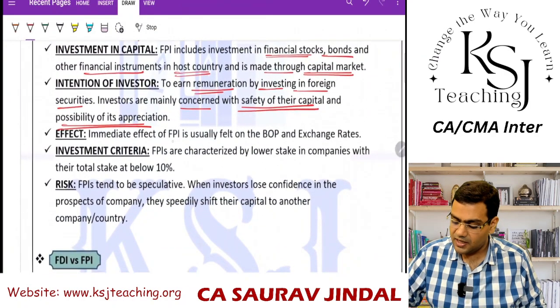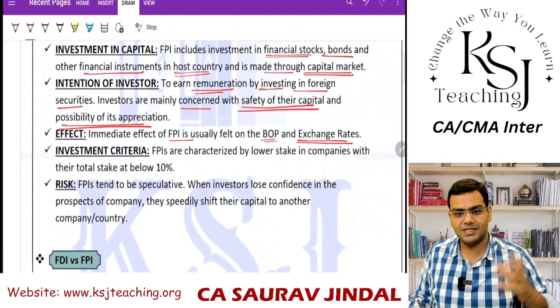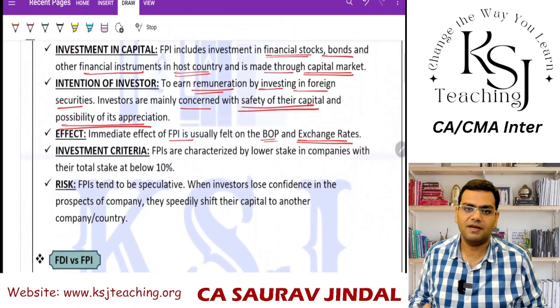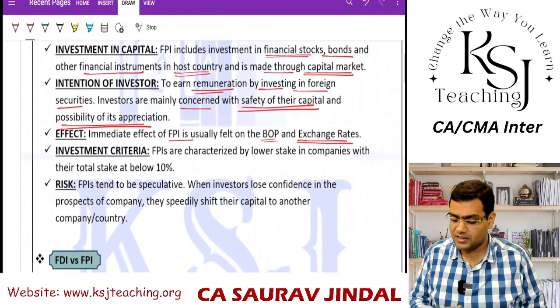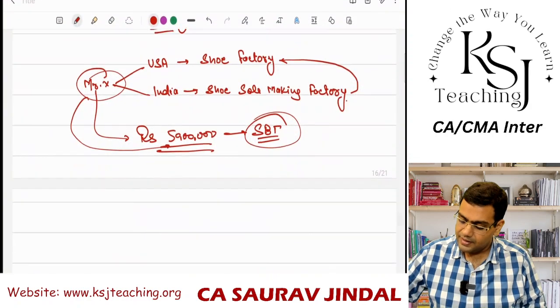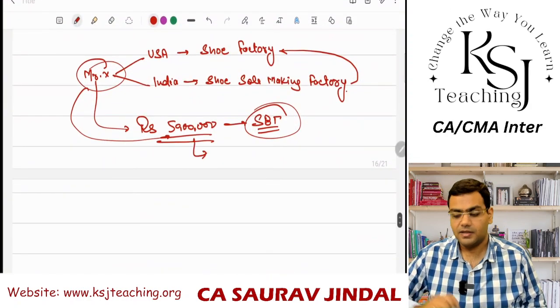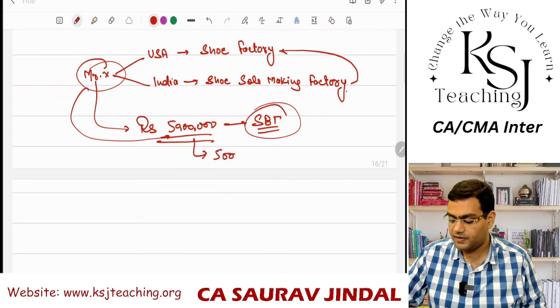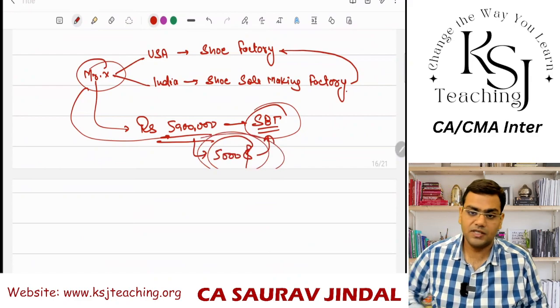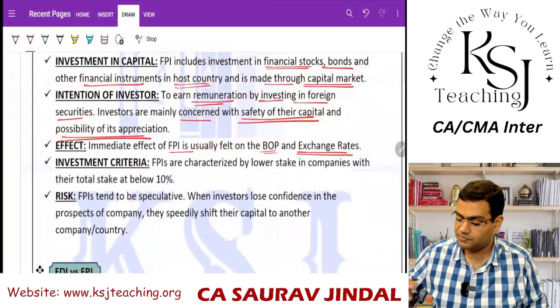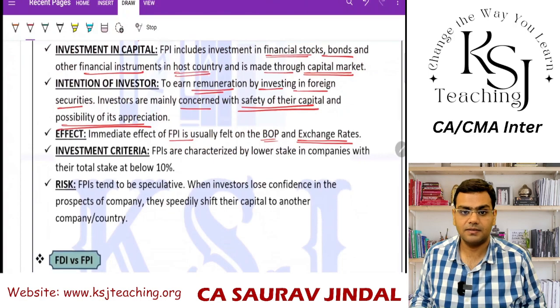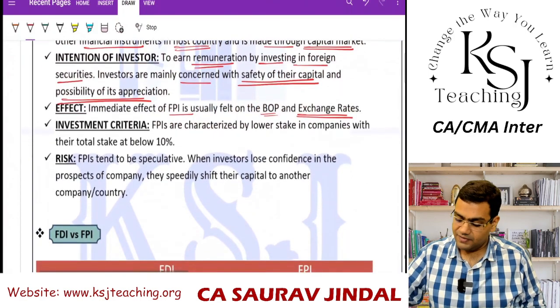Effect. The immediate effect of FPI is usually on the balance of payment and the exchange rate, because if there is sale and purchase of the bonds, then it can affect your balance of payment and the exchange rate. For example, the 50 lakh rupees, let's say this is in terms of dollars, right? He has deposited, let's say, $5,000 in SBI. Now, if he withdraws this $5,000 from the Indian economy, that will affect the balance of payments or not? That will, sir, right?